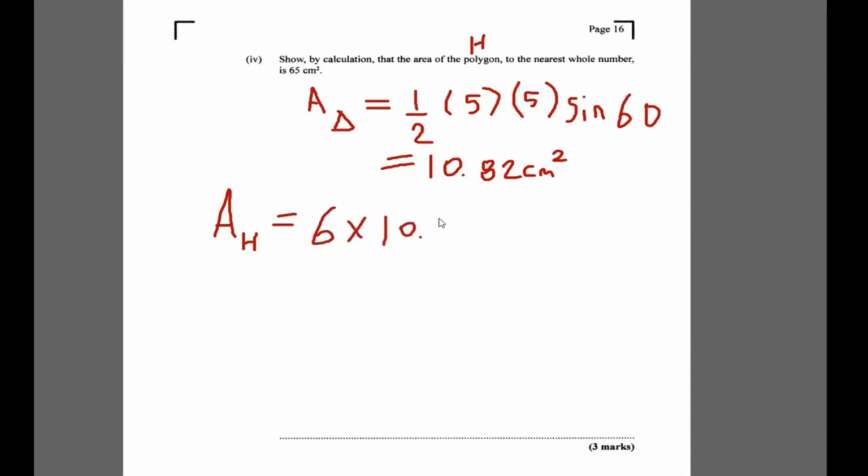6 times 10.82, as you know, that is 64.92, and 64.92 is approximately equal to 65 centimeters square. That's the area of the hexagon, 64.92, which is approximately 65 centimeters square.